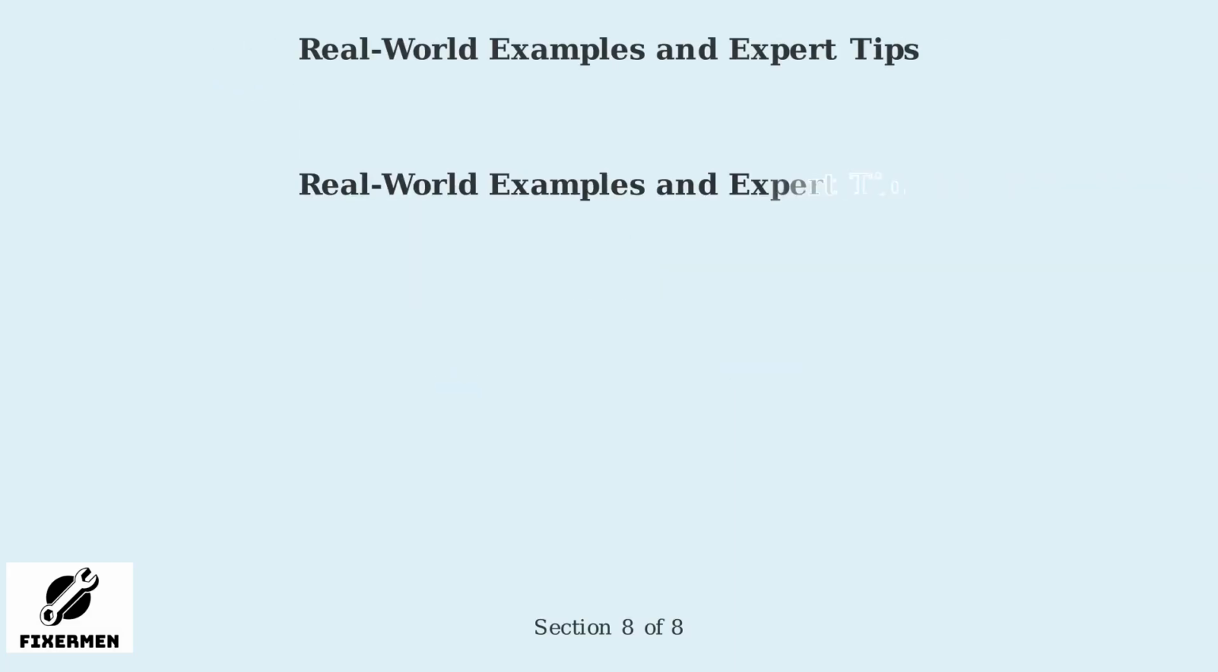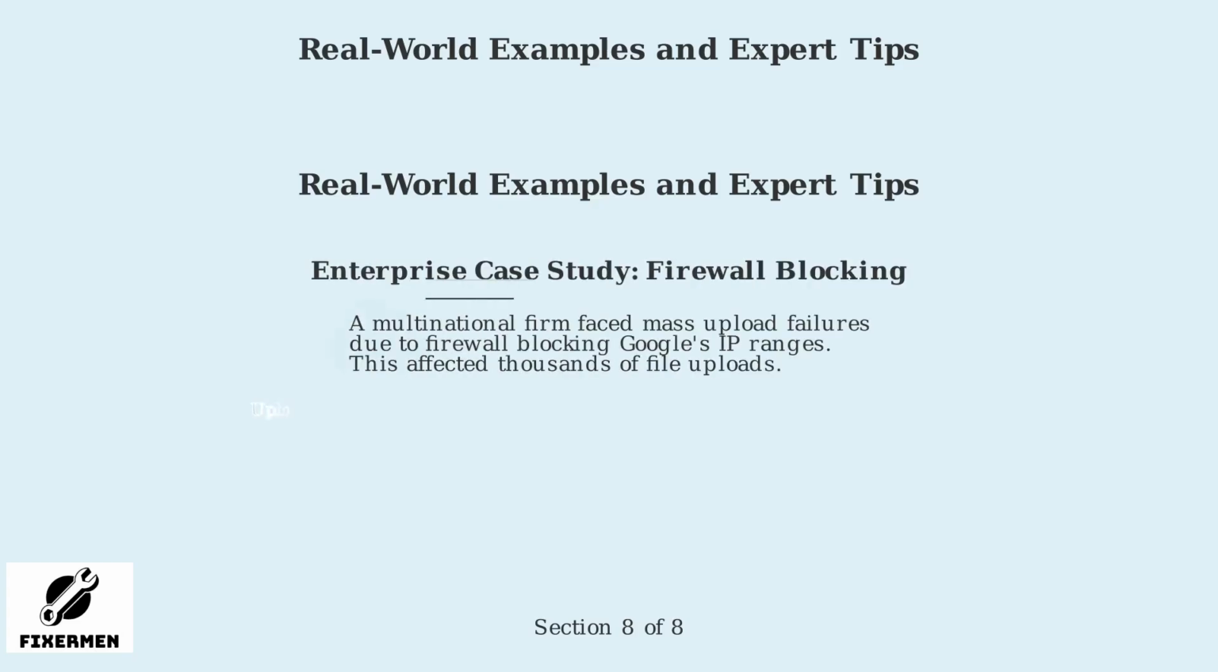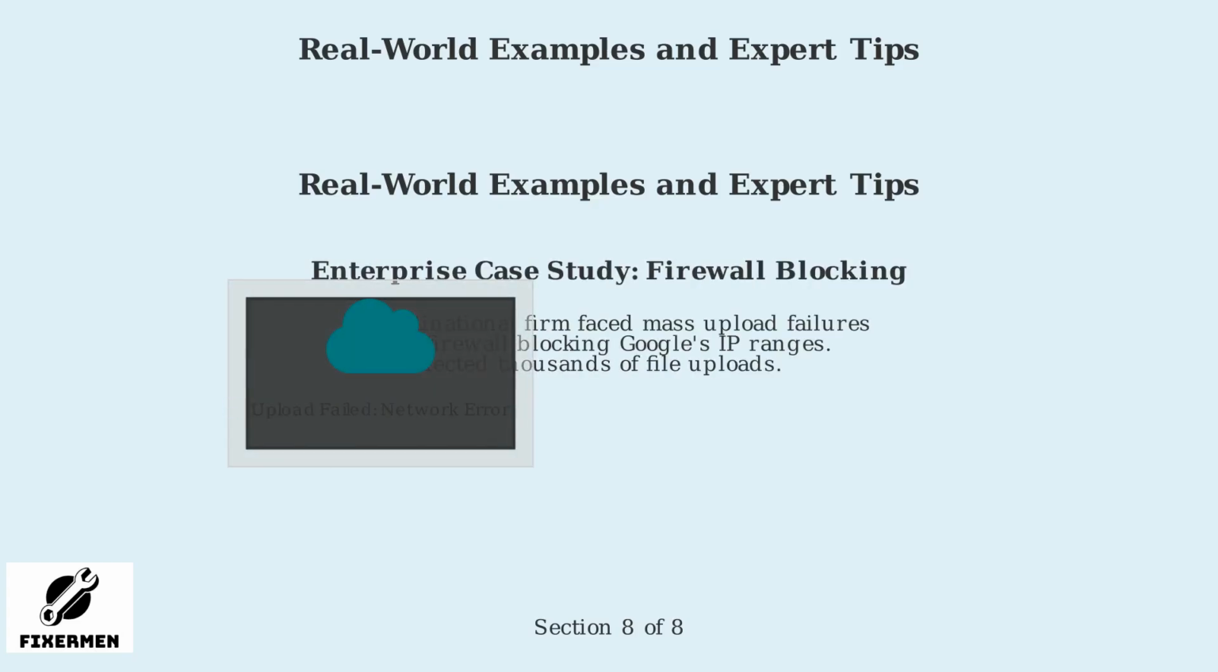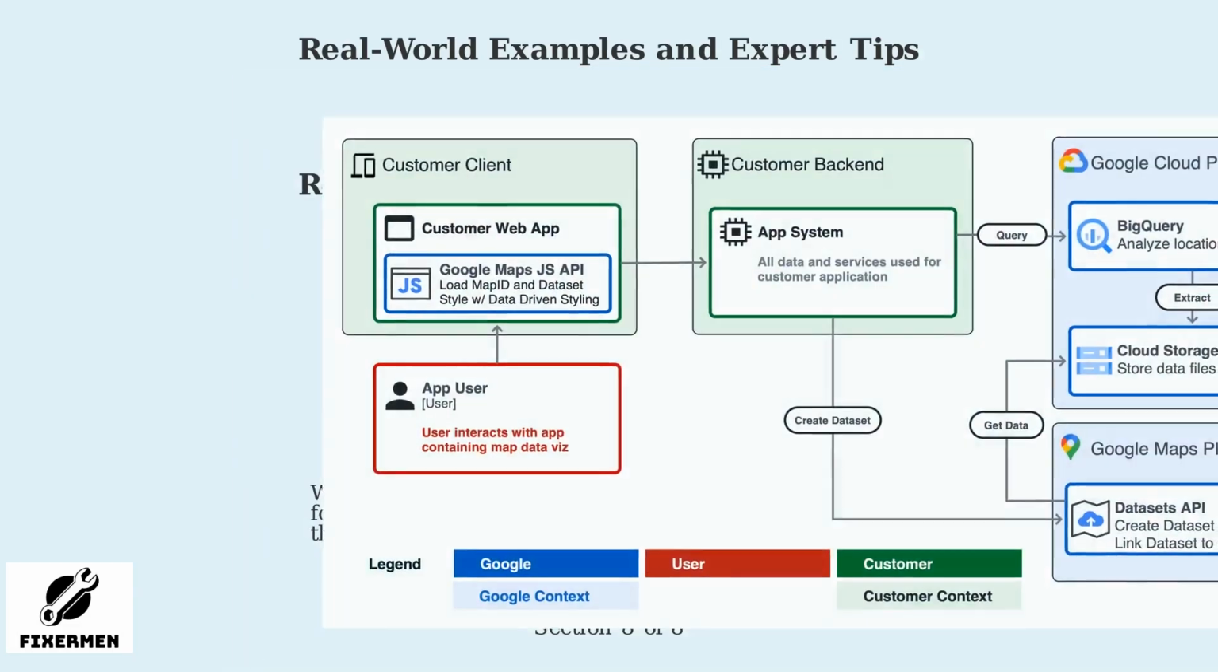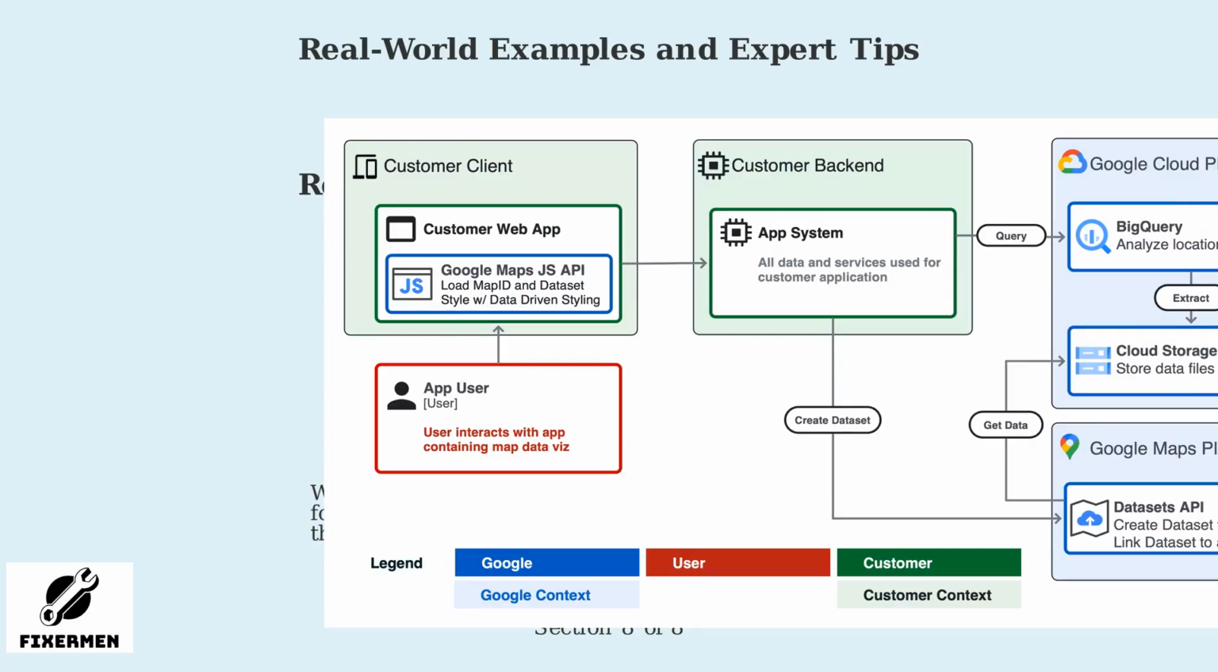Let's explore real-world examples of Google Drive upload issues and expert insights that can help prevent them. In one enterprise case study, a multinational company experienced mass upload failures when their firewall blocked Google's IP ranges. This security measure, intended to protect the network, prevented files from reaching Google Drive servers. The solution involved whitelisting Google's IP ranges in the firewall and switching to Google Drive's API for batch uploads. This API allows automated, chunked transfers that bypass browser limitations, resulting in a 99% success rate.